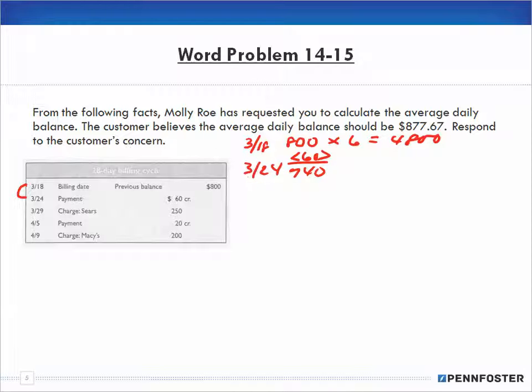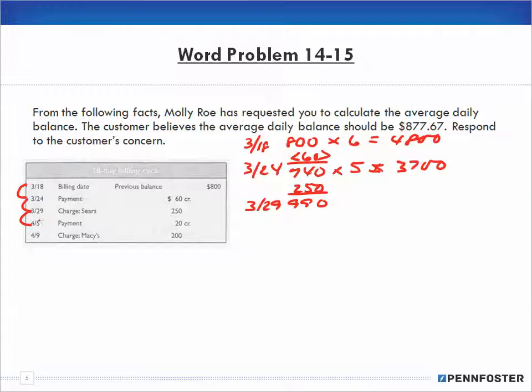Over the next 5 days to the 29th, that balance was 740. So 740 times 5 is equal to $3,700. Then on 3/29, there was a charge of 250. So now the balance on 3/29 became $990. And that lasted for 7 more days.